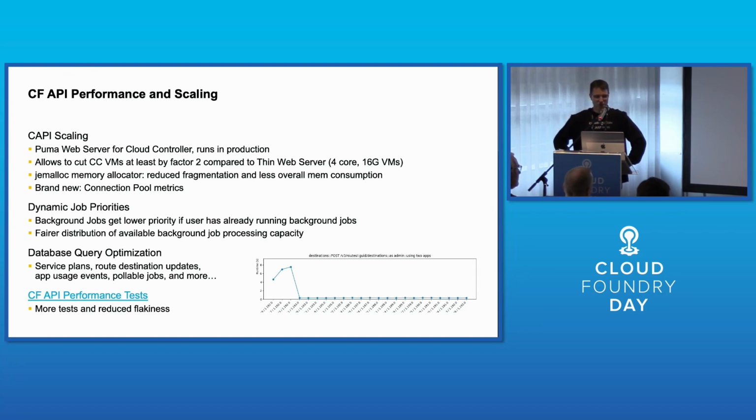And in order to monitor how these optimizations work out, we have added CF API performance tests, more tests, and we reduce the flakiness. And you see here one graph as a result of the route destination update optimization. Looks drastic, but beware, these tests are valid for special use cases where a single application has, for instance, 1,000 routes. That's where you see this performance improvement. If you have just one route, you will probably see nothing, but these are the use cases that we face.